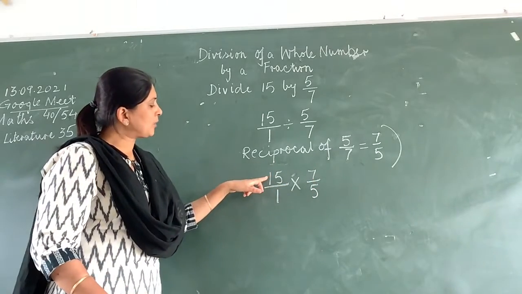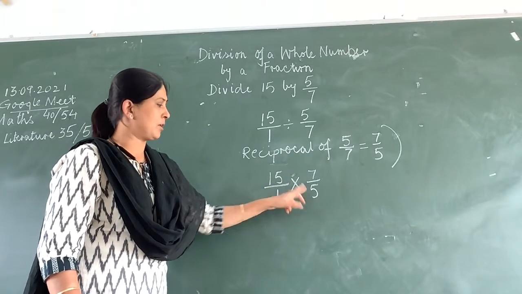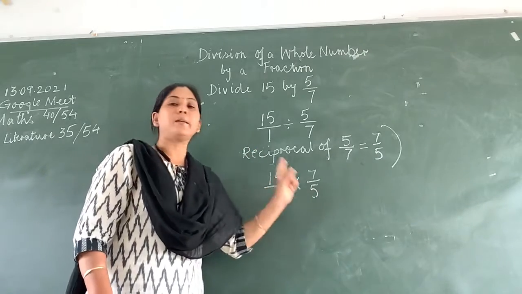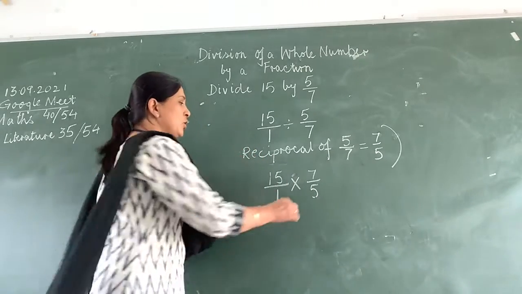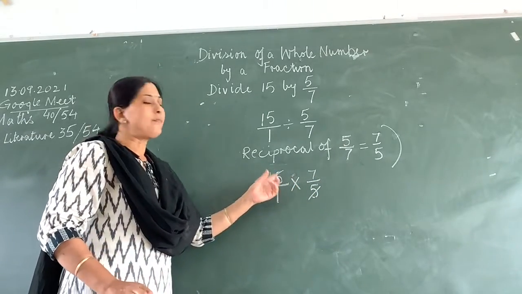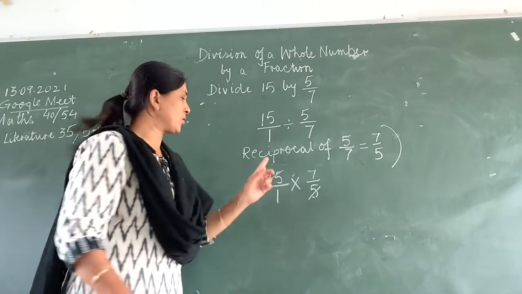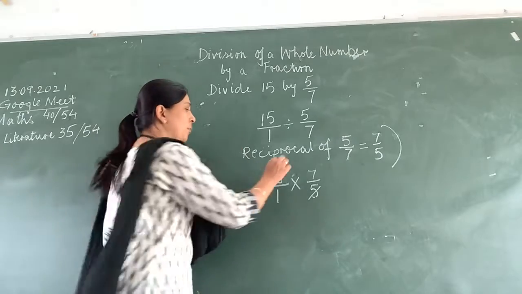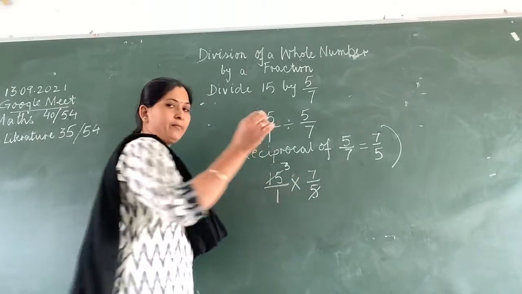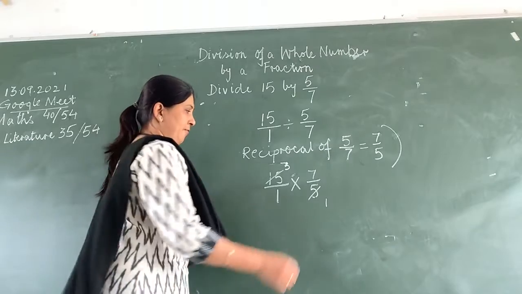Now look at the numerator of the first fraction and the denominator of the second fraction. 15 and 5 have a common factor. Both of them are divisible by 5. So we will reduce them by 5. When we divide 15 by 5, we get 3, because 5 times 3 is 15. When we divide 5 by 5, we get 1.